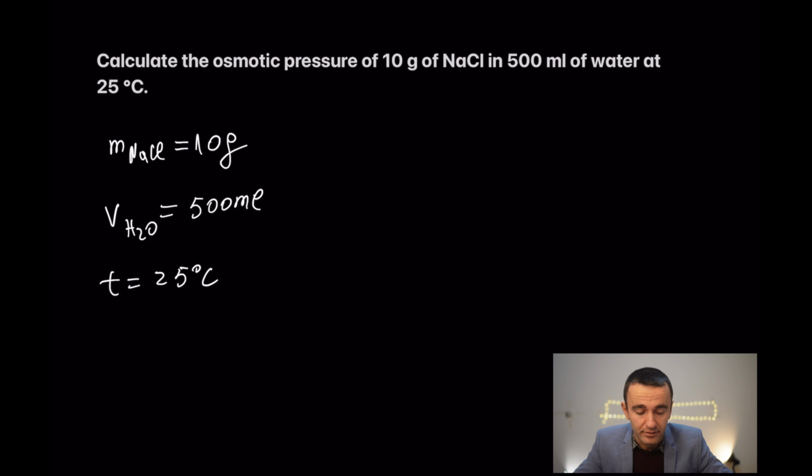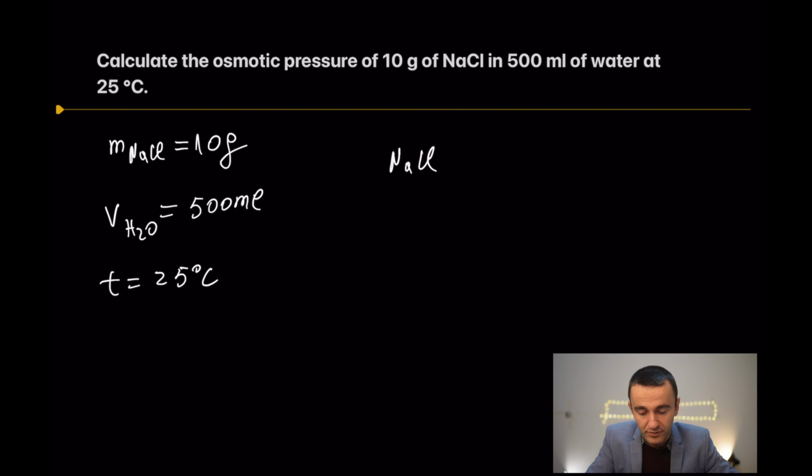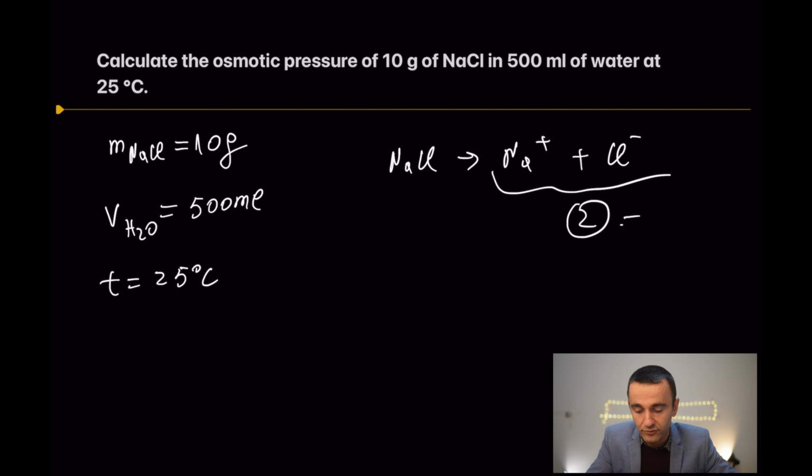Let's move to an example to calculate the osmotic pressure. Okay, calculate the osmotic pressure of 10 grams of sodium chloride in 500 milliliters of water at 25 degrees Celsius. So what do we have? Again, sodium chloride. We are going to assume the complete dissociation is going to be sodium plus chloride minus. So the number of particles is going to be 2. That is i, the Van Hoff factor.